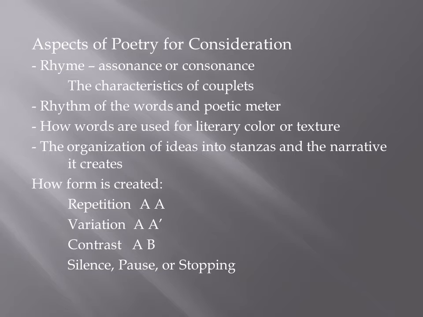Another is to create variation or to modify something slightly. So you'd have something marked as an A, but then it changes around a bit. So we would mark it as an A prime if we were going to map out its structure. The next most common method of creating form or architecture in a poem is contrast. And that is to go do something completely differently. So you have an A section and a B section, or a C section, or a D section, and so forth.